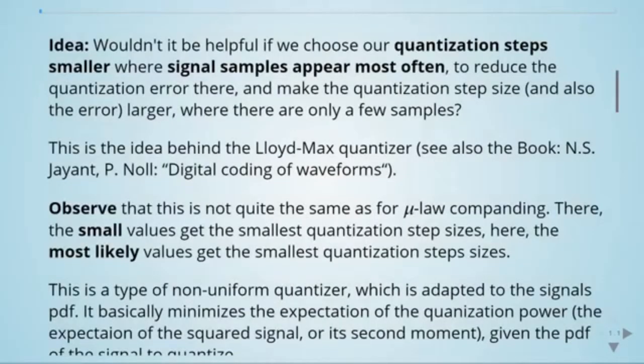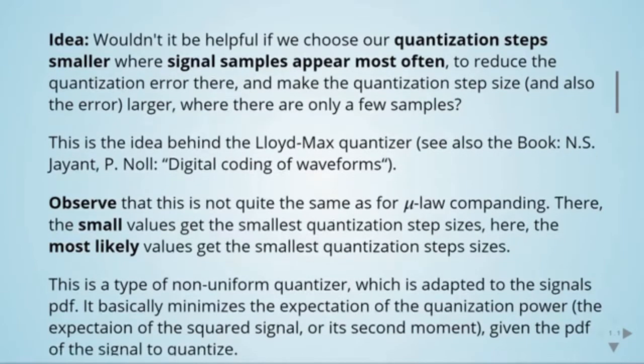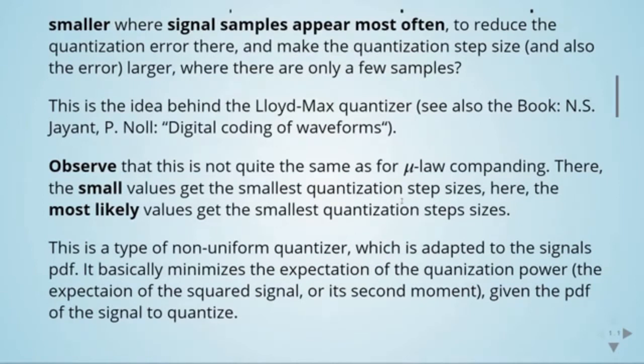The idea behind the Lloyd-Max quantizer is to reduce the quantization error where signal samples appear most often. So we choose our quantization steps smaller where signal samples appear most often, and we make the quantization steps larger where there are only a few samples. This is not quite the same as the mu law companding. There the small values get the smallest quantization steps, and here the most likely values get the smallest quantization step sizes. So this is a type of non-uniform quantizer which is adapted to the signal's PDF.